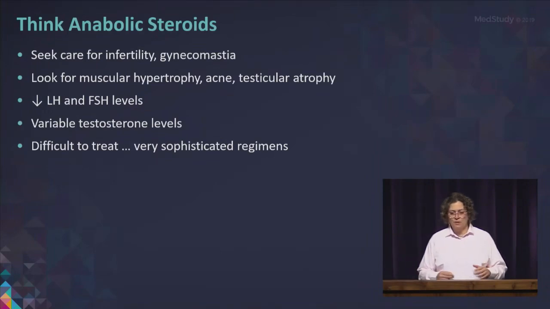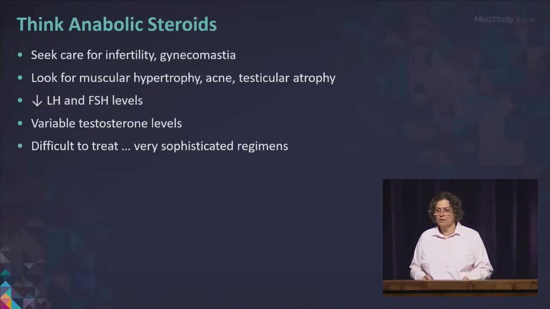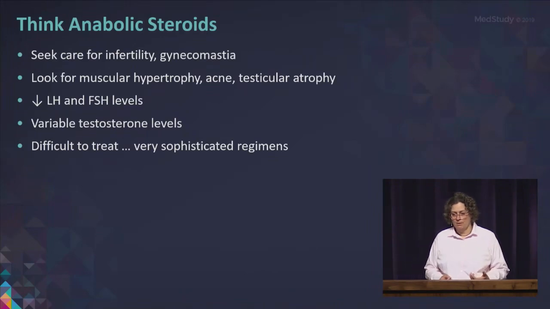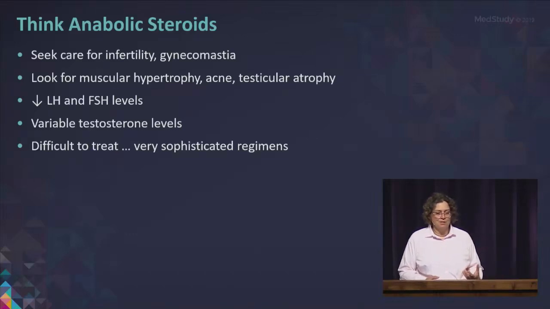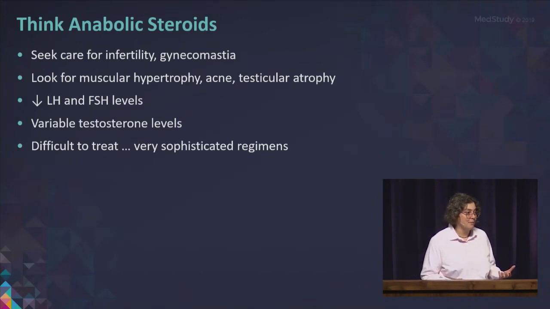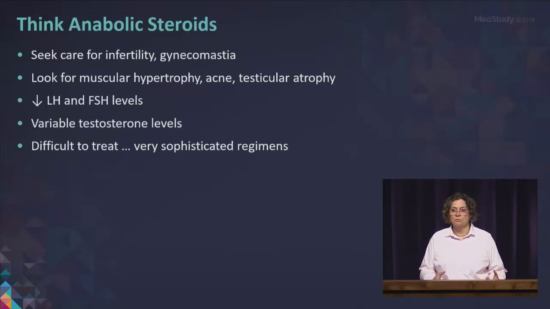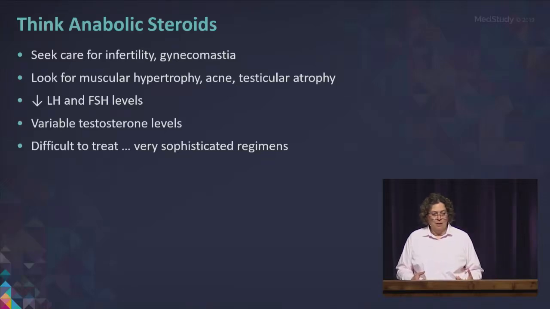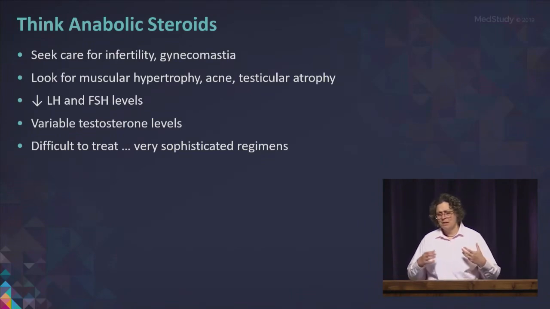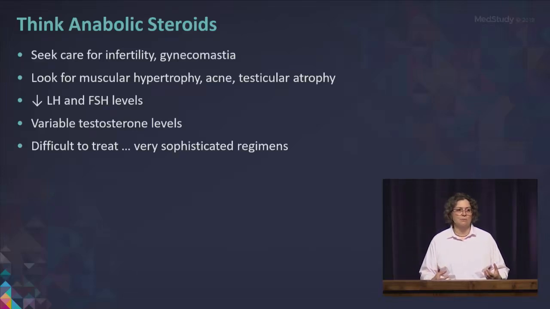Anabolic steroids. These patients will seek care, often being pushed by their other half for infertility, and sometimes they will get to you for gynecomastia. Now, again, it's rare that I see gynecomastia in these patients because generally they have such a sophisticated regimen. They know how to prevent the gynecomastia. They know how to prevent the testicular atrophy. They know more about restoring their gonadal axis than any of my fellows know about the gonadal axis. And what you're looking for is muscular hypertrophy, acne, testicular atrophy, if it happens. But again, we don't see it that often because they know how to give themselves HMG, HCG, Clomid. They are all over it.